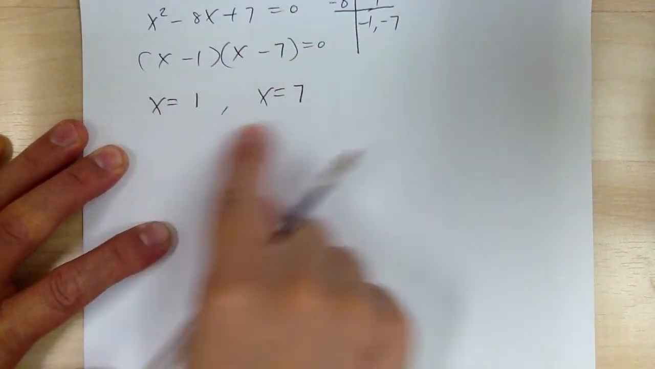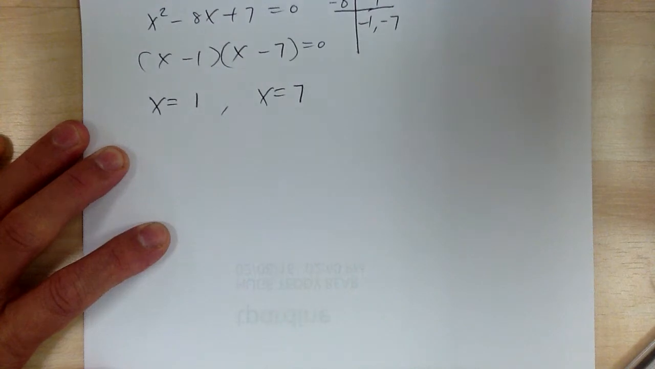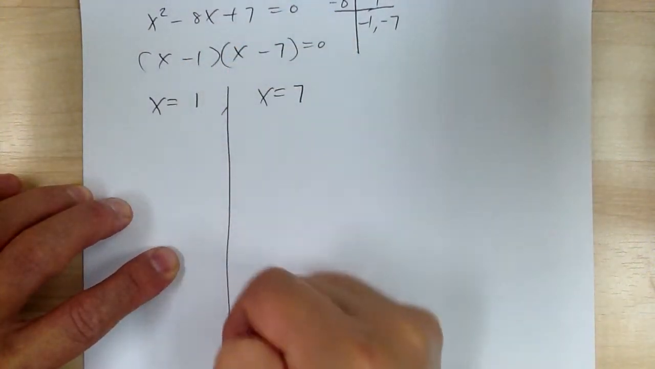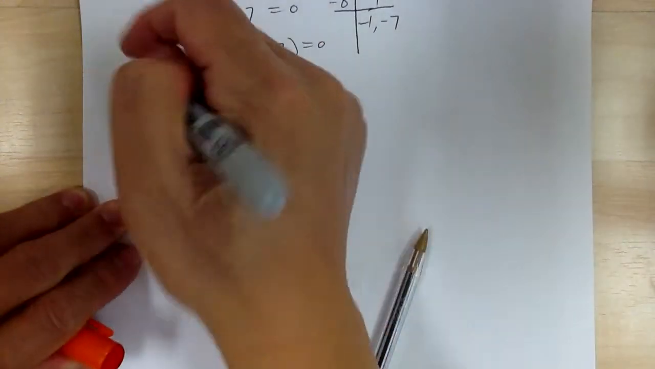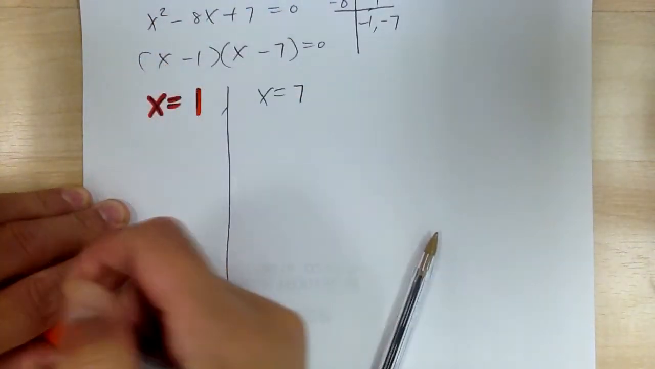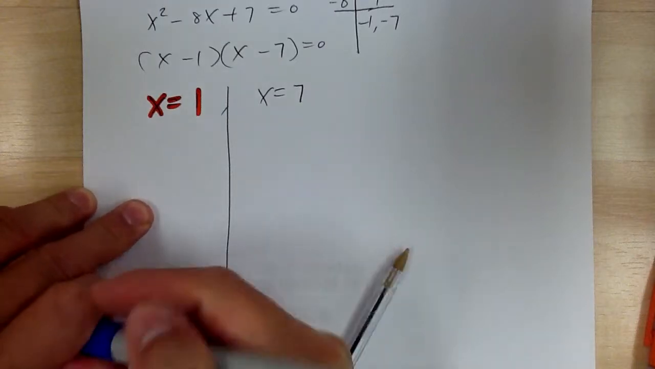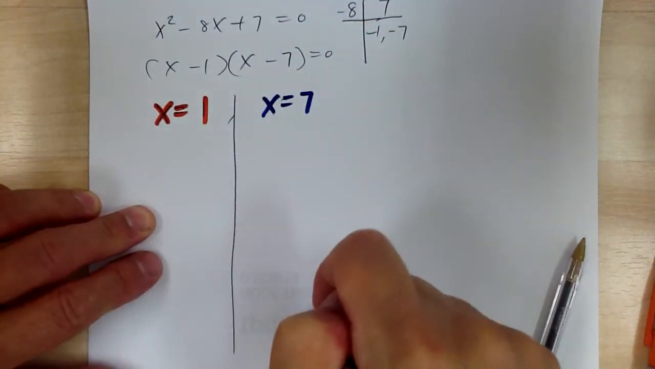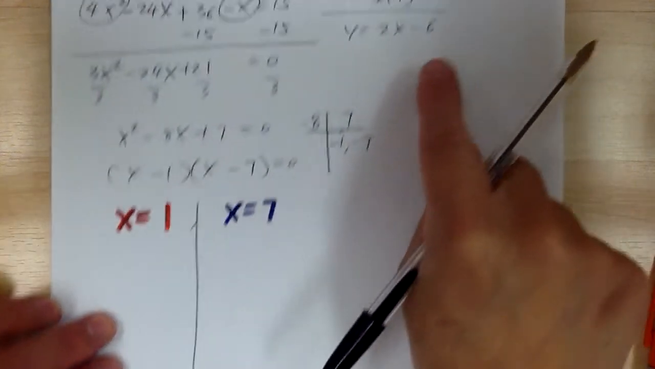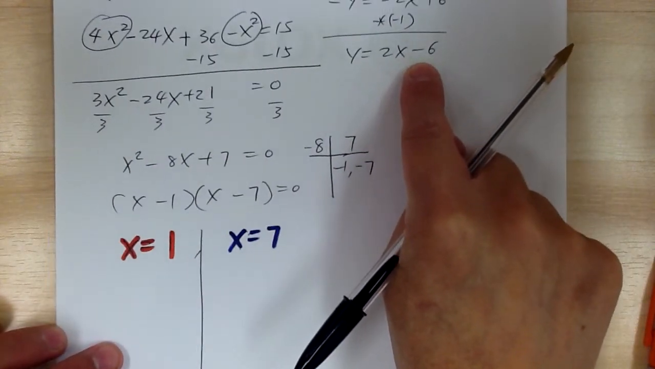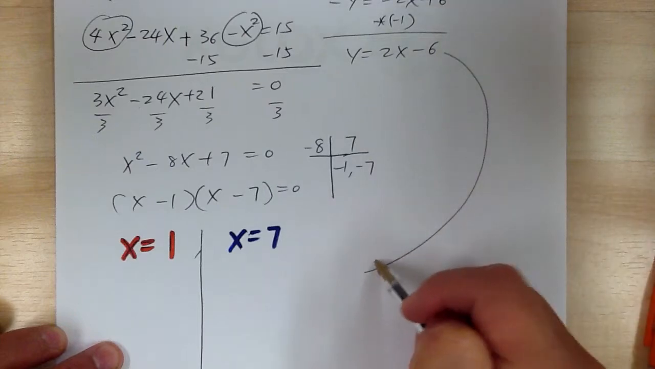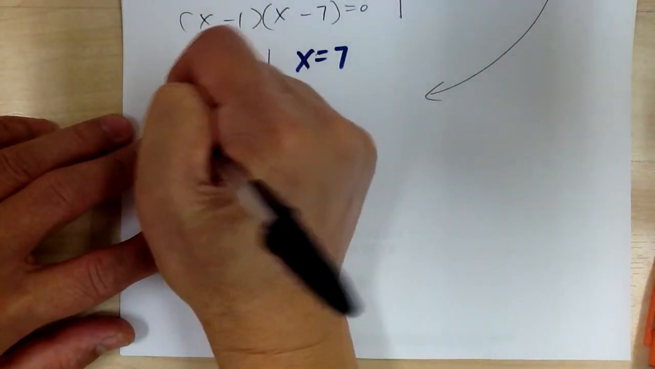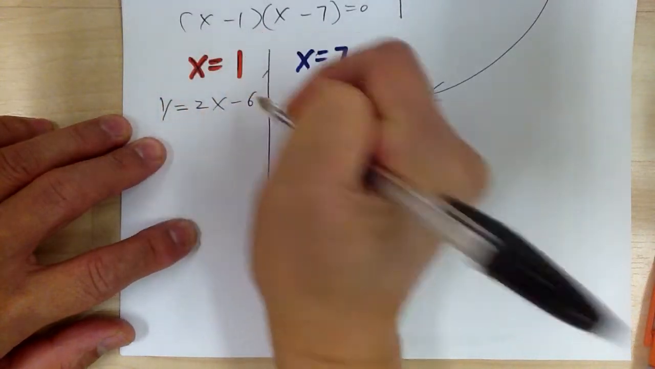Now, don't box that. That is not your final answer. Those are just your two options. I'm going to color code for you: you've got x equals 1 and x equals 7. Now to solve for y, you come over here. See this equation over here? Use this equation to solve for y. So y equals 2x minus 6.